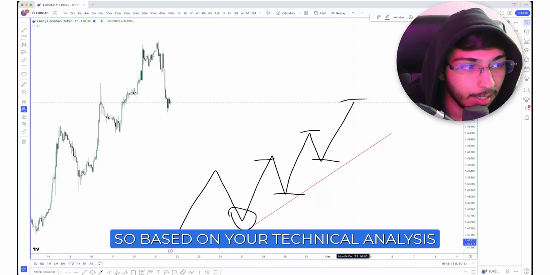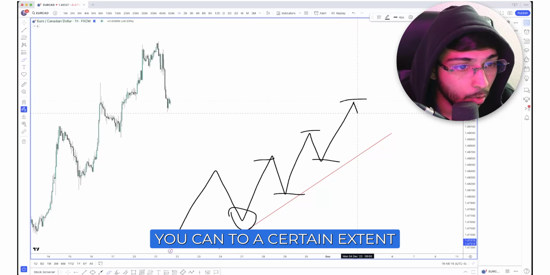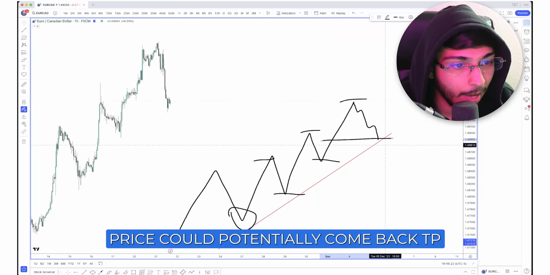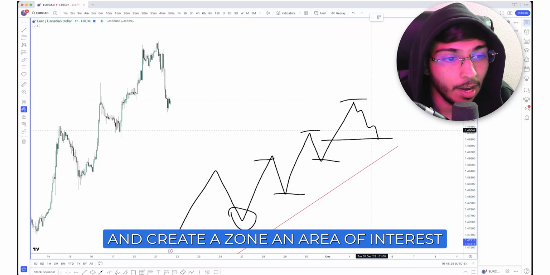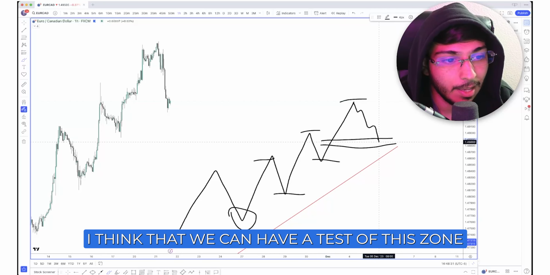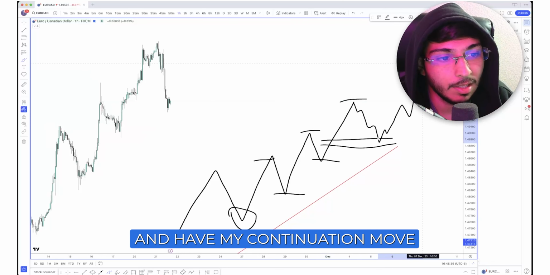So based on your technical analysis, Fibonacci, retracement, smart money, whatever you want to say, you can to a certain extent look and see where price could potentially come back to and create a zone, an area of interest where you think that, hey, if price comes back to this zone, I think that we can have a test of this zone, and this is where I'd like to get in and have my continuation move.